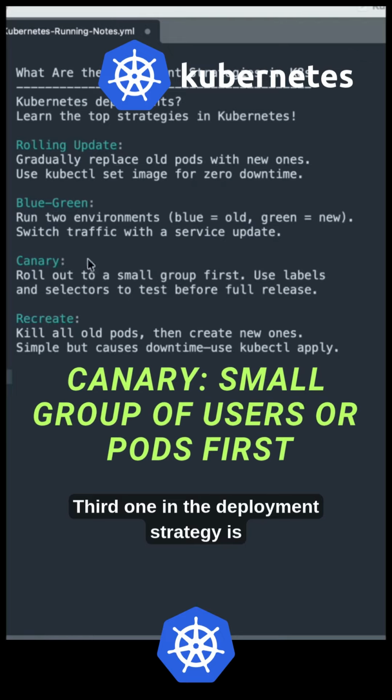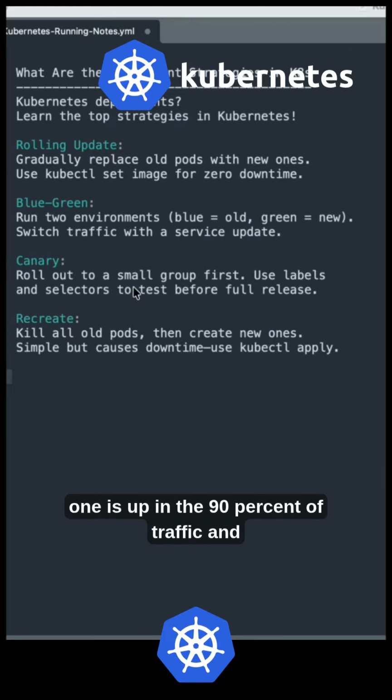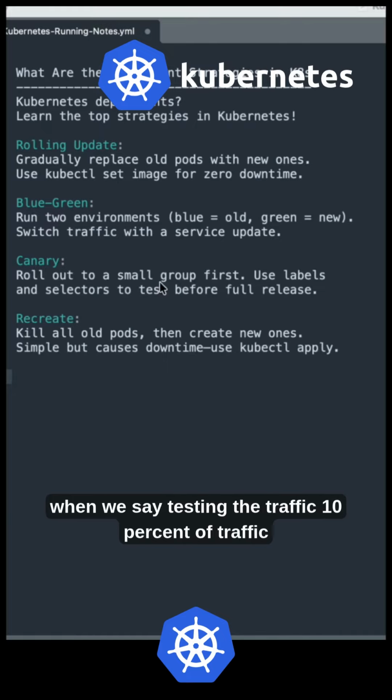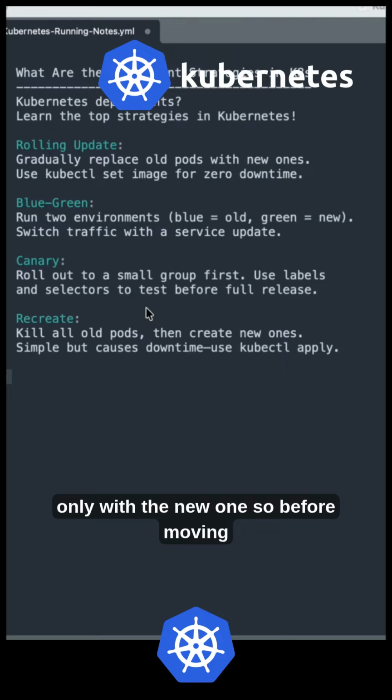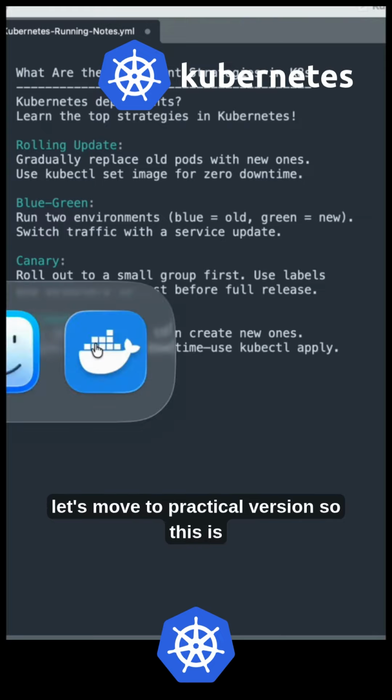Third one in the deployment strategy is Canary. So roll out to the small group first. That means the old one is up with 90% of traffic, and when we say testing, 10% of traffic goes only to the new one. So before moving to the full release of the new version, that is what the Canary deployment is. Let's move to the practical version.